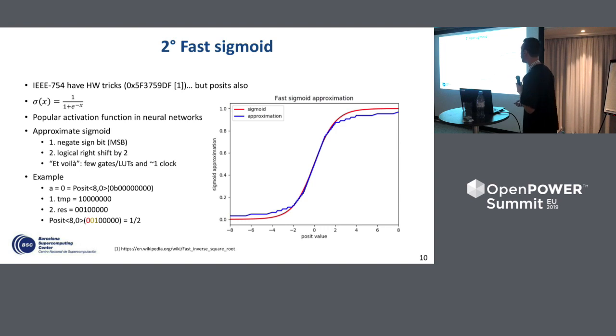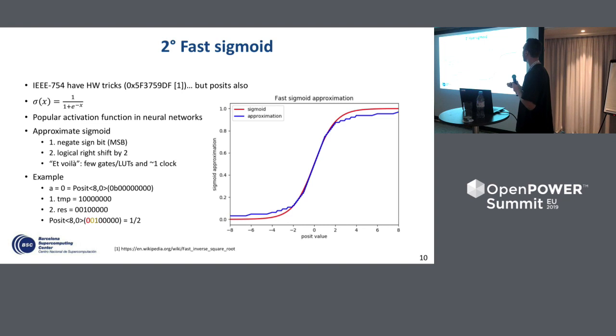The second reason why Posits are good for AI is that they have a nice hardware approximation of the sigmoid, the fast sigmoid. As you see, the sigmoid is quite complicated, with a division, an exponential, and some computation.